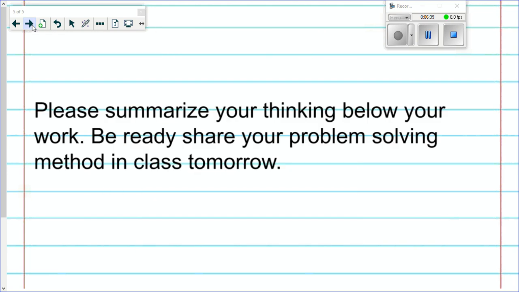So right now I want you to summarize your thinking or the strategy that you used. Remember to write a short paragraph that gives enough detail so that when you read it to someone else, they can really understand the steps that you went through. Be ready to share your problem-solving method in class tomorrow.